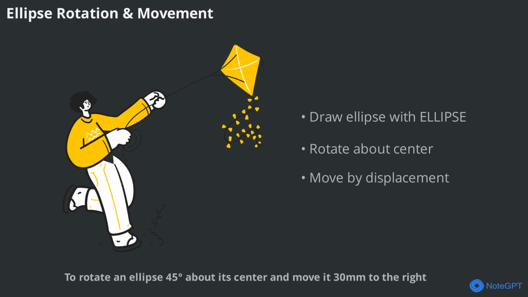Rotate an ellipse 45 degrees about its center and move it 30 to the right. Use the ellipse command for drawing, rotate for orientation, and move for displacement. The ellipse's center shifts from 100,100 to 130,100, maintaining its new orientation. This process illustrates CAD's capability for precise geometric transformations.